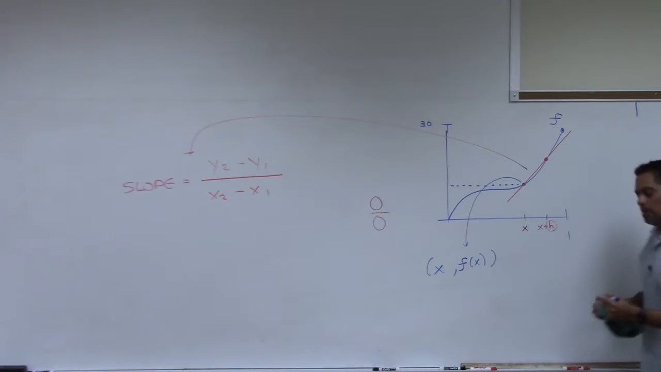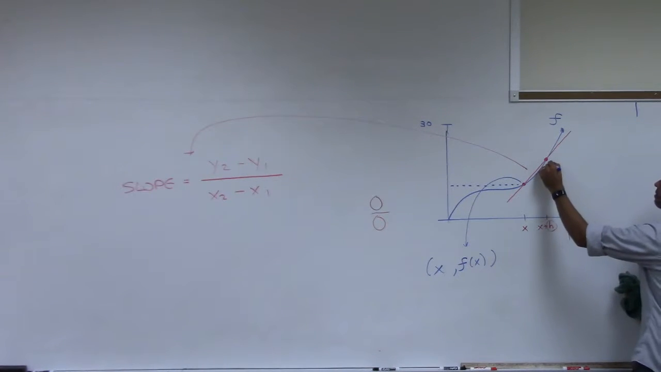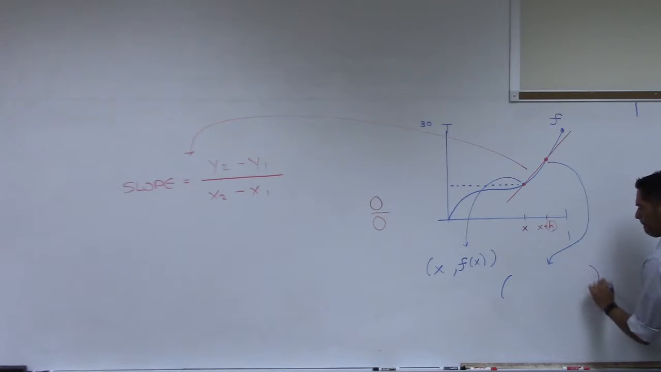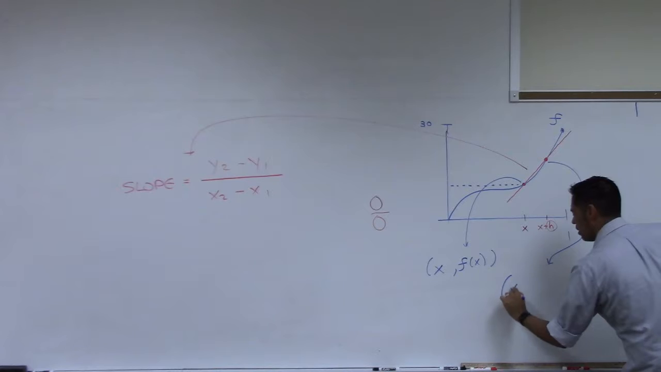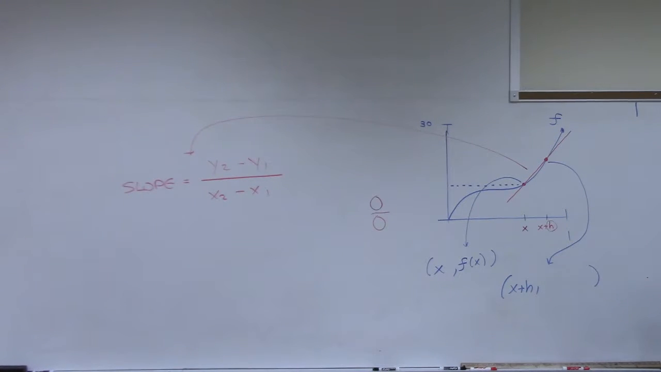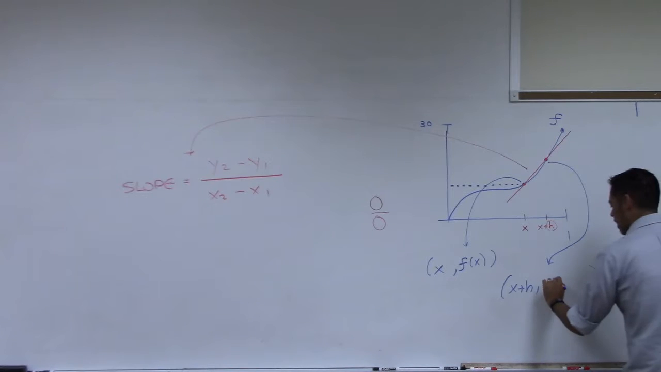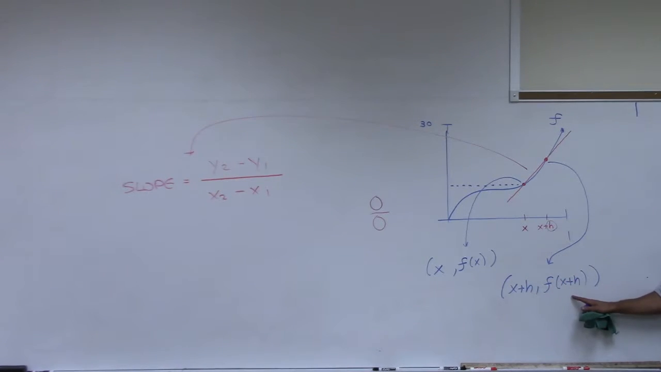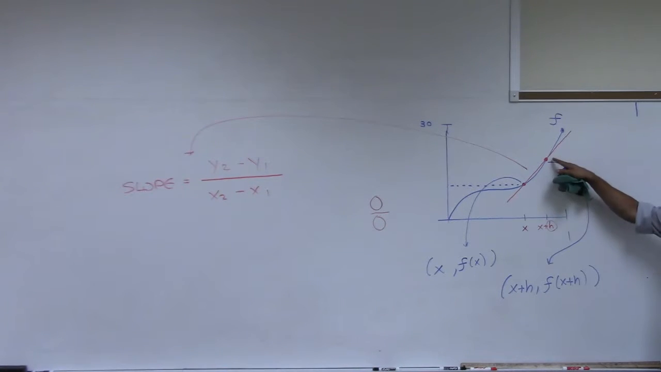Okay. Now, what is this point? What is its x coordinate? X plus h. Ooh, and what is its y coordinate? F of x plus h. That look familiar? Wasn't I just asking you to plug x plus h into something a little while ago? It wasn't just for fun, it's because it comes from the y coordinate of that point.